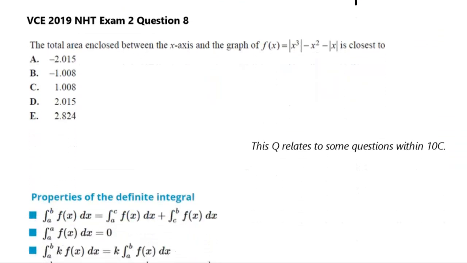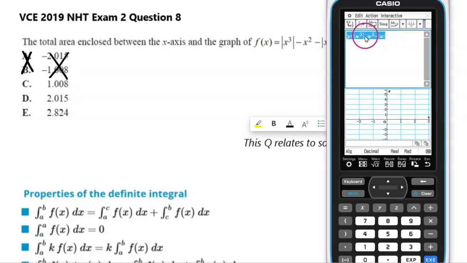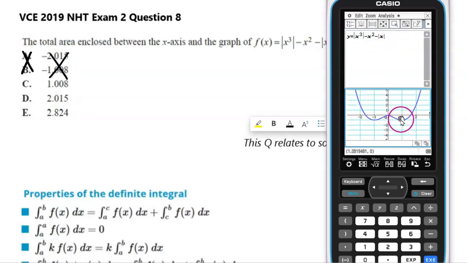Okay, so we've got a paper 2 question here. Total area enclosed by the x-axis, and we've got the graph of the magnitude of x to the power of 3 minus x squared minus the magnitude of x. Immediately, we can get rid of 2 options. If the area enclosed between the x-axis and the graph, we cannot have negative answers here. So these are gone. So instead what we're going to do is pop this into our CAS, see what we get.